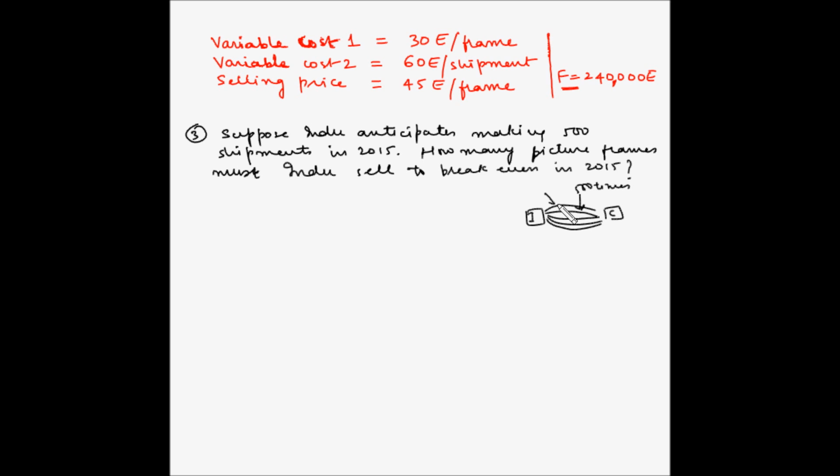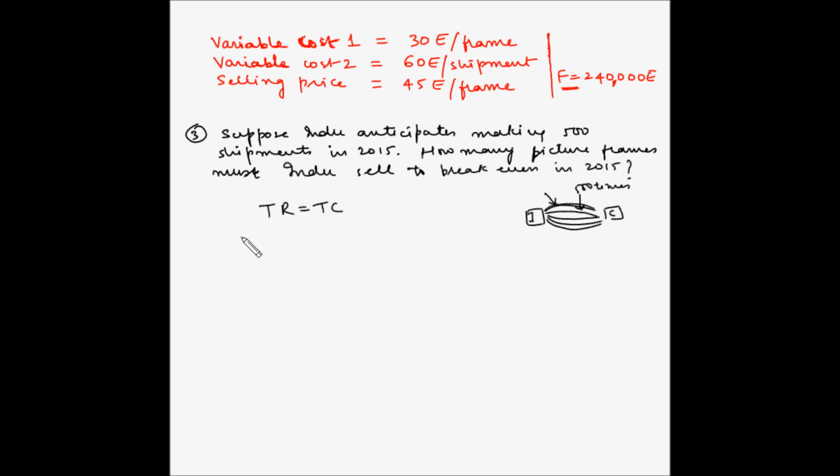Now we don't know how many picture frames are being shipped in each shipment, and that is what we have to find out in order to break even. How many picture frames must Indu sell in 2015? Now we know that break-even point is the point where the total revenue becomes equal to the total cost.